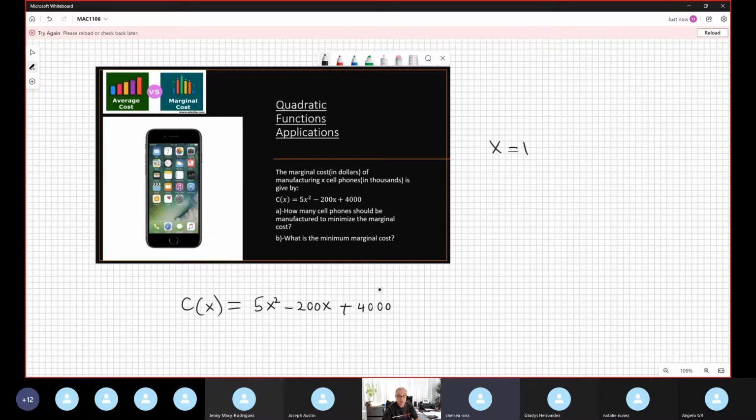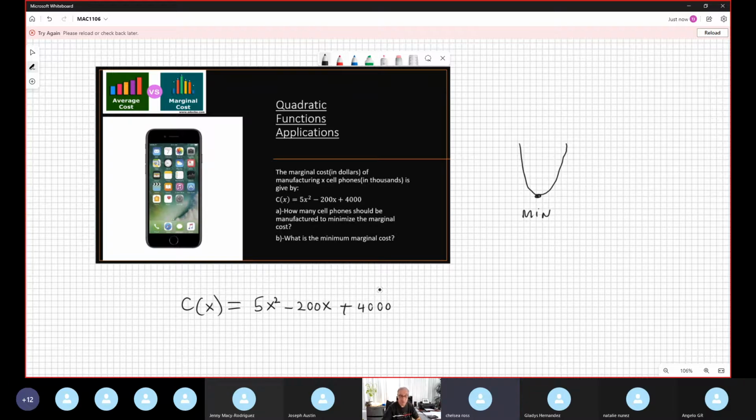How many cell phones should be manufactured to minimize the marginal cost? I know that the optimum occurs in the vertex. And this parabola, in what direction does it open? Open up or open down? Up. If it opens up, this vertex gives me a minimum. It's exactly what we need in the problem: to investigate what is the minimum cost.